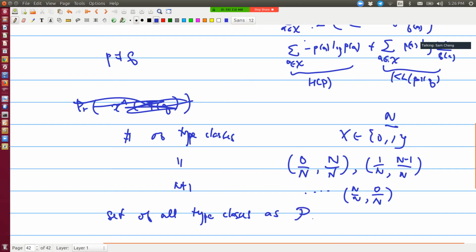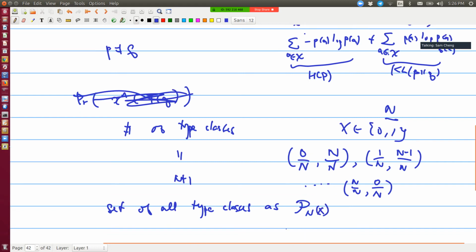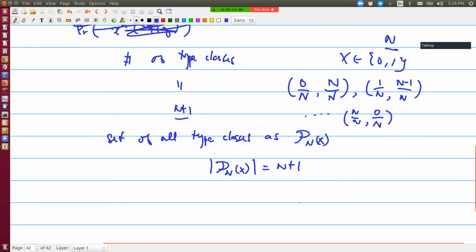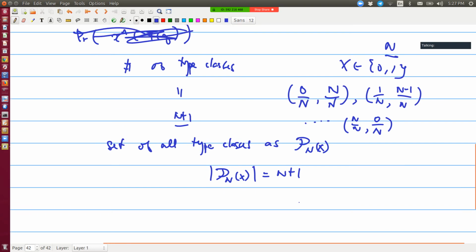Script P_n of X here is the set of all type classes. So that means that just for this example here, the size of this set is just equal to n plus 1. What should be n plus 1? N plus 1 is the number of type classes.